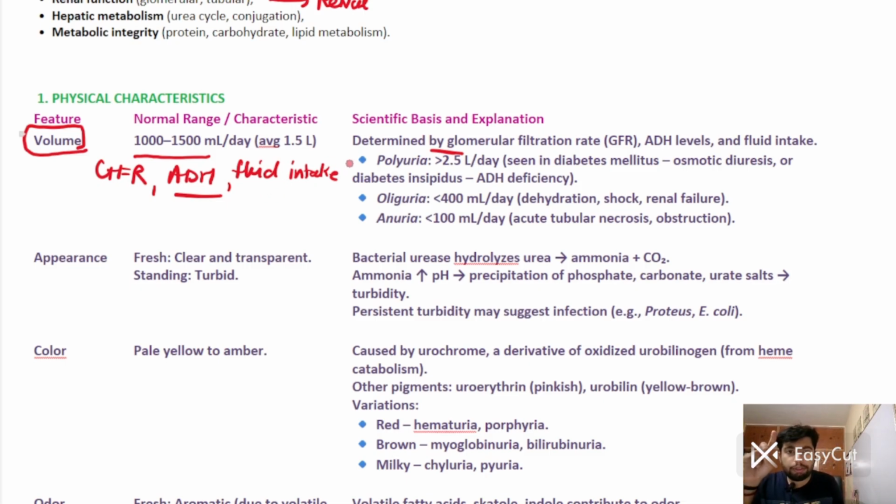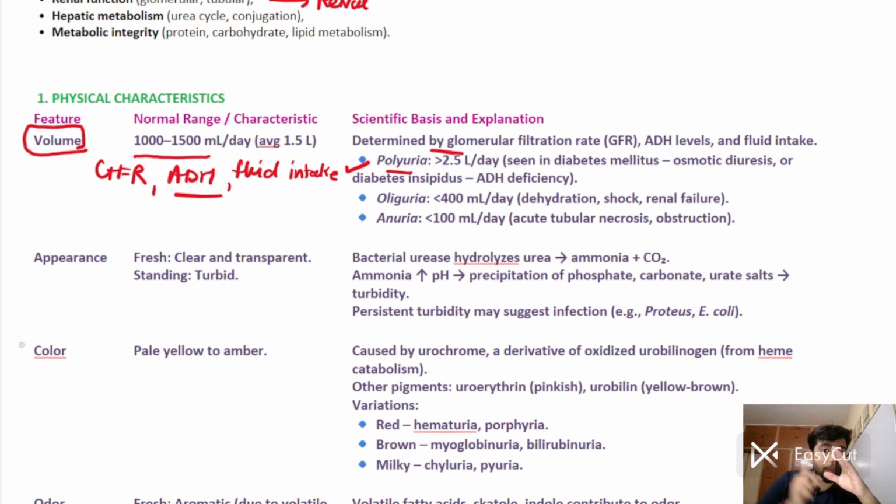What is polyuria? The first point to note: polyuria is when the urine volume is more than 2.5 liters per day, which is seen in diabetes mellitus. Why is it seen in diabetes mellitus? Because in diabetes there is insulin deficiency, either absolute or relative. Whenever there is insulin deficiency, blood glucose regulation is hampered, so blood glucose is very high. High blood glucose exerts an osmotic effect, so wherever the glucose is present, it will draw the water. It will draw the water from the body, so there will be a high urine volume.